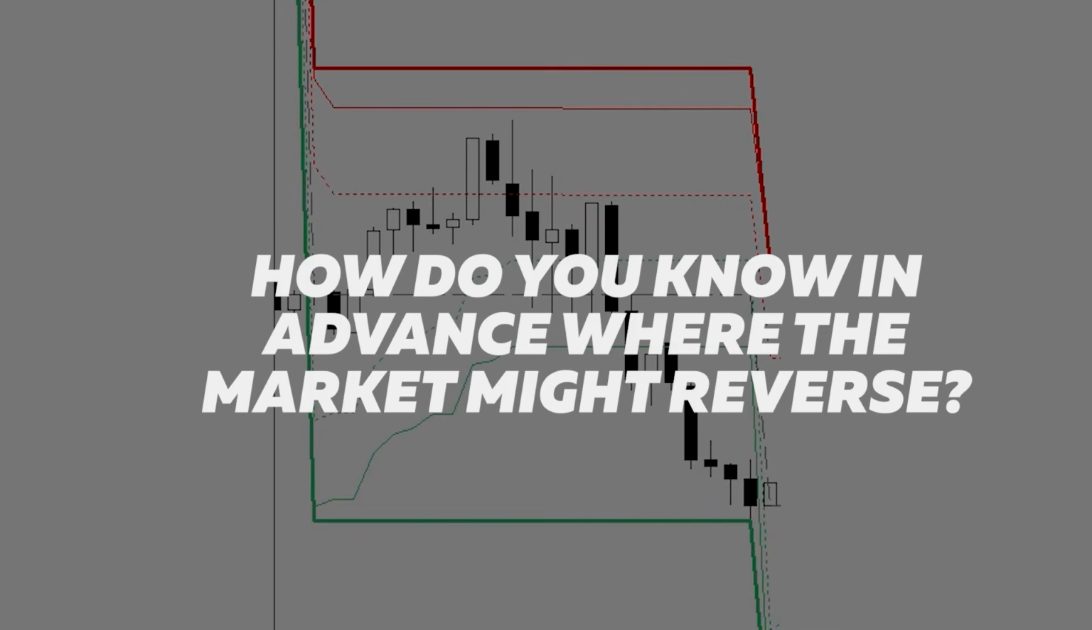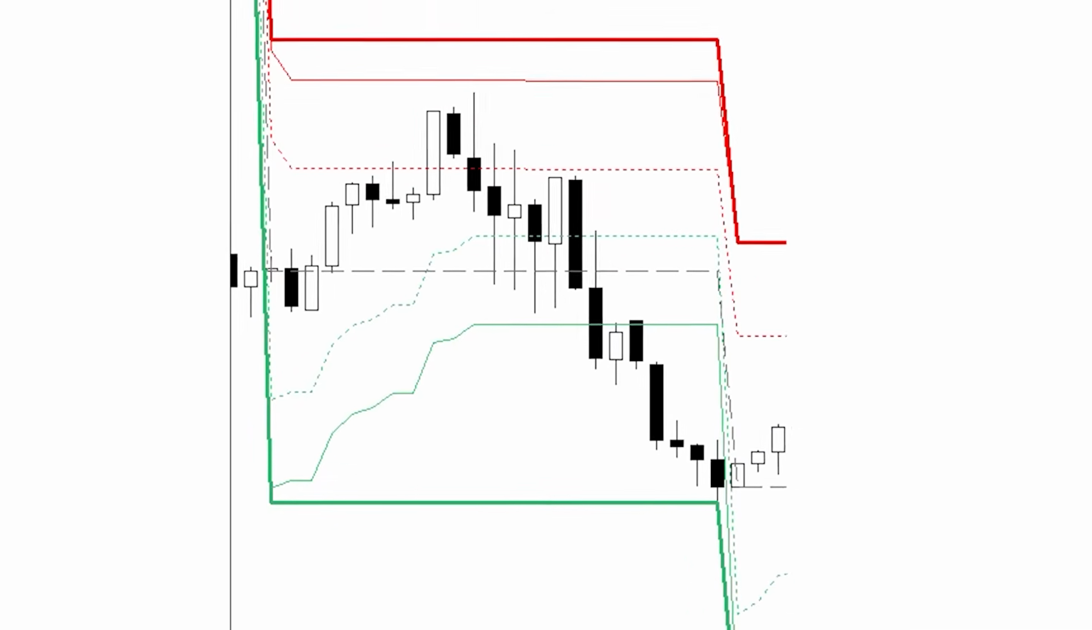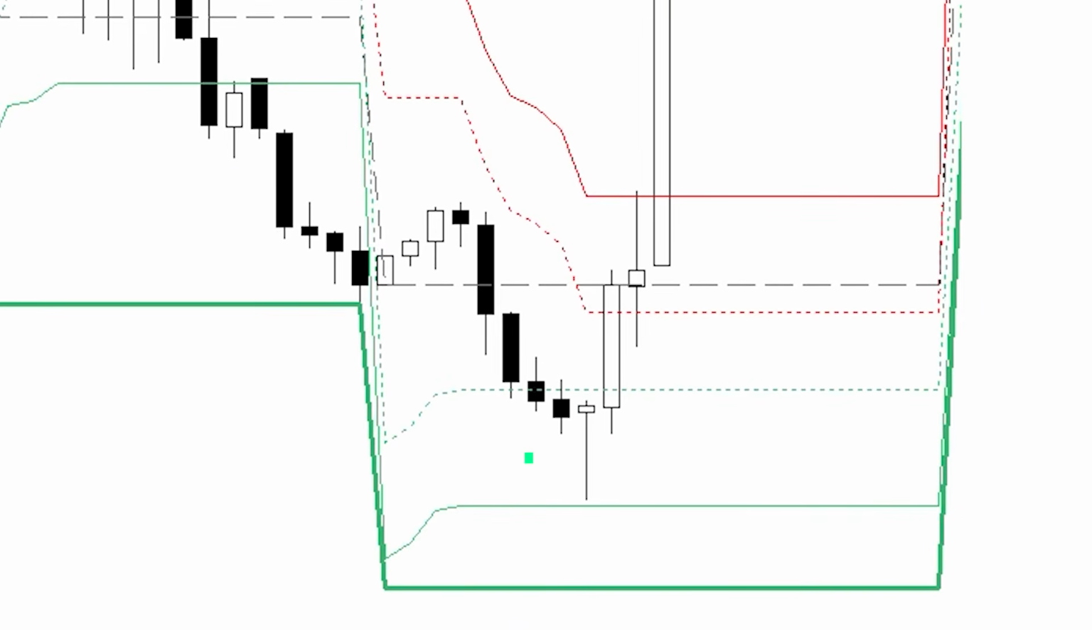How to know in advance where the market might reverse. Market movement is energy, and the ATR Zone indicator clearly shows how far the price can go during the day and where the market loses strength.